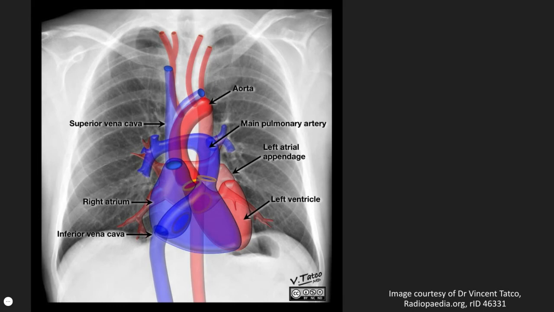This slide is similar to the previous one, but shows a superimposed picture of the heart to hammer home the relationship between the heart borders and the cardiac chambers. The left atrium is posterior and does not contribute to the cardiac silhouette, but the left atrial appendage does.